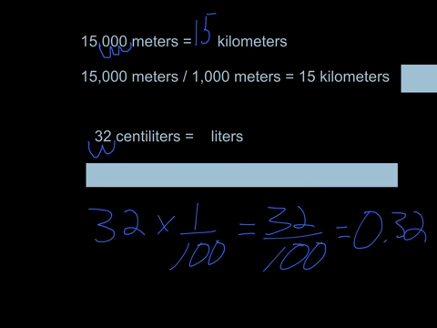The other way is to move the decimal to the left 2 places from the whole value and put a 0 in to show 32 hundredths of a liter.